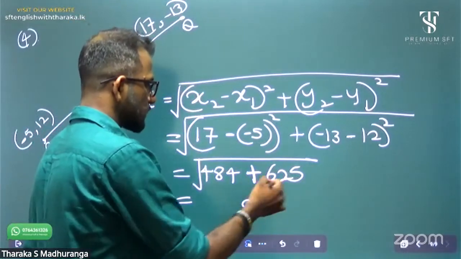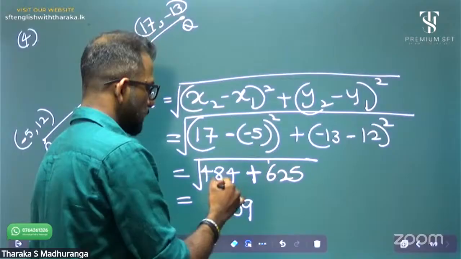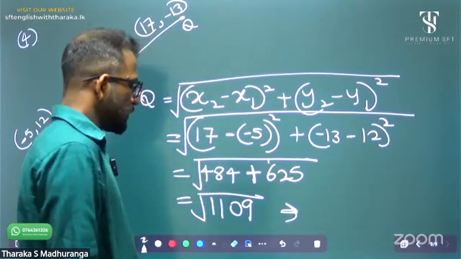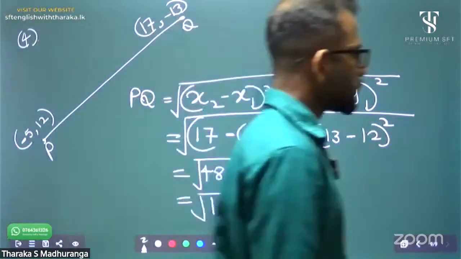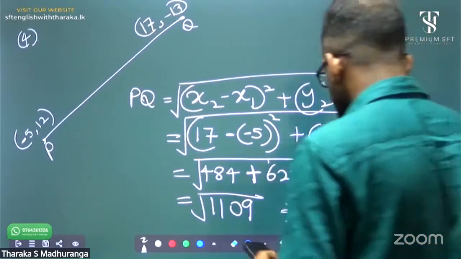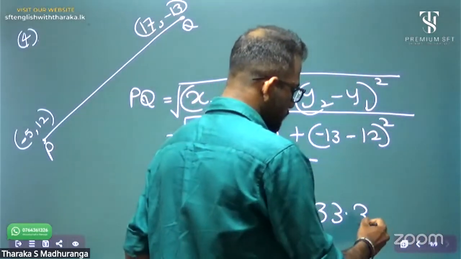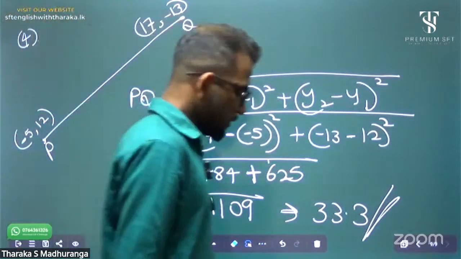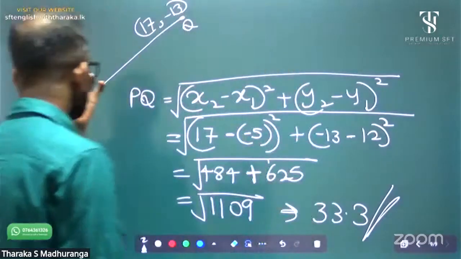1109 square root. Wait, I will get my calculator. Yes, 33.3. Good. 33.3. Okay, all are correct.